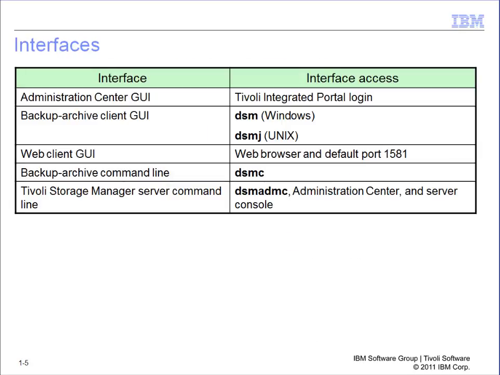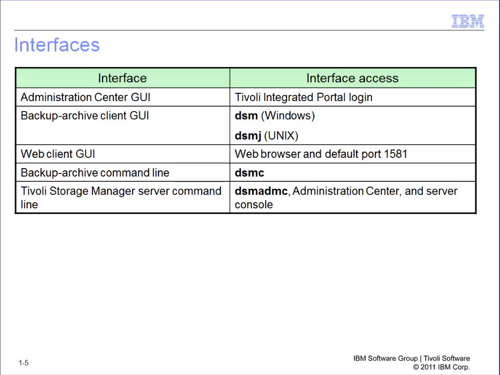We have multiple types of interfaces, both graphical user interfaces and command line. The Administration Center GUI, which is on the Tivoli Integrated Portal, is what allows you to manage multiple TSM servers. Your Backup Archive GUI is on the Backup Archive client. It's a GUI interface to let you manage your client options as well as perform backup, restore, archive, and retrieve functions. The Web Client GUI is much like the Backup Archive GUI except that you access this remotely from a web browser. This gives you the ability to manage multiple Backup Archive clients.